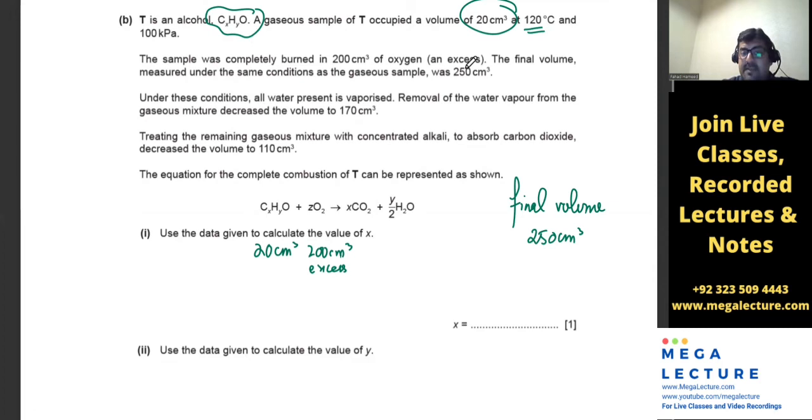The sample was completely burned. What does the final volume contain? What's this 250 cm3? It contains carbon dioxide, right? It contains water because it's in the form of steam. And what else does it contain? It contains the leftover excess oxygen, right?